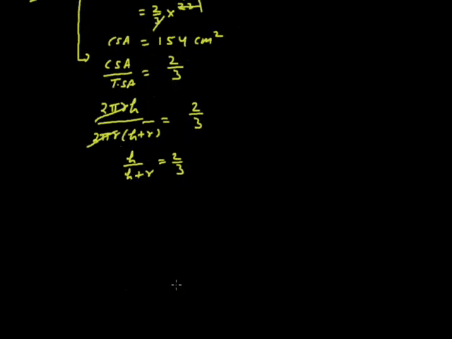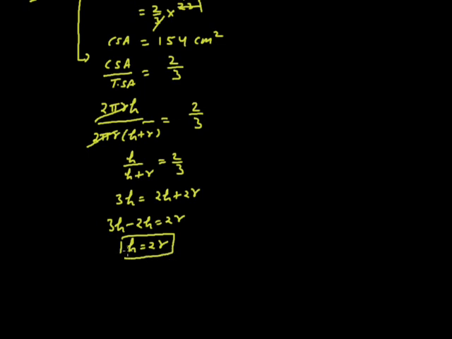Now after cross multiplying, we get 3h is equal to twice of h plus twice of r. 3 multiplied by h, that is 3h. Twice multiplied by h plus r, we get twice of h plus twice of r. Now thrice of h minus twice of h is equal to 2r. 3h minus 2h, that is h, is equal to 2r. So the height is twice the radius.